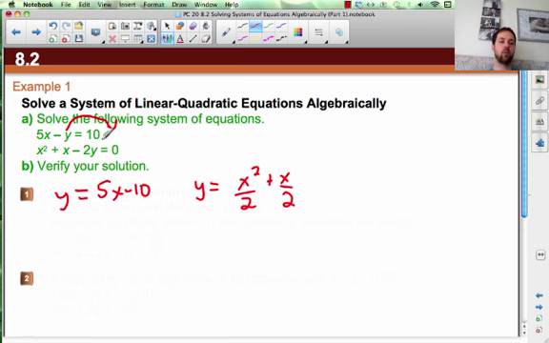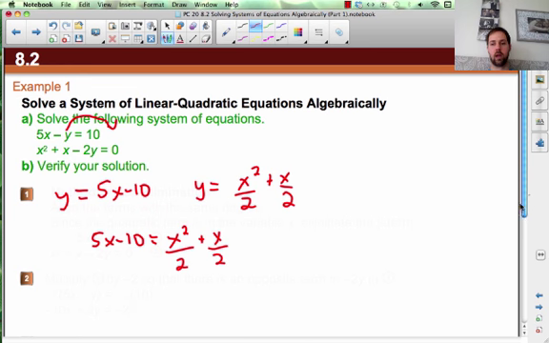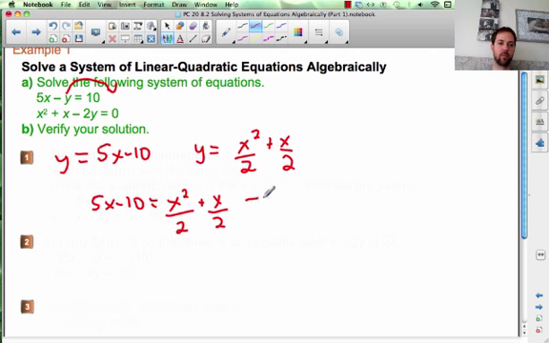So we want to find out when they're equal to each other. So since they're both equal to y, we want to find out when those y's are equal. So we set 5x minus 10 equal to x squared plus x, both over 2. Okay, now let's get this in a more usable form.